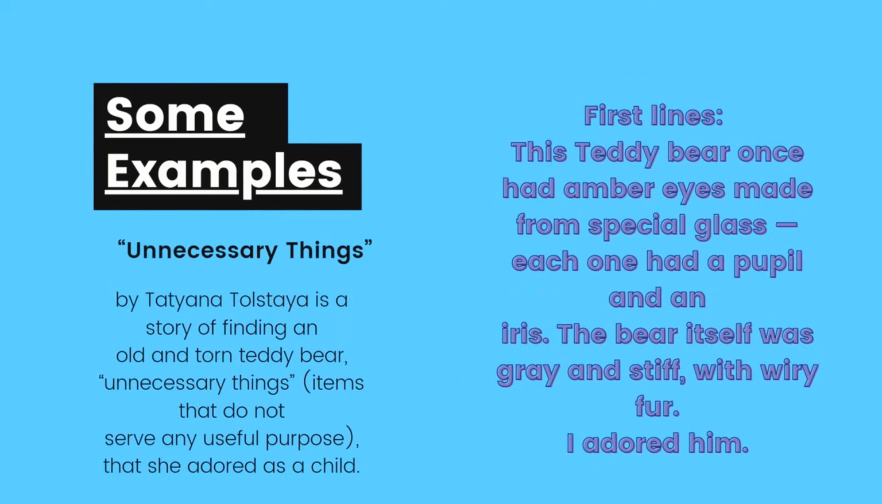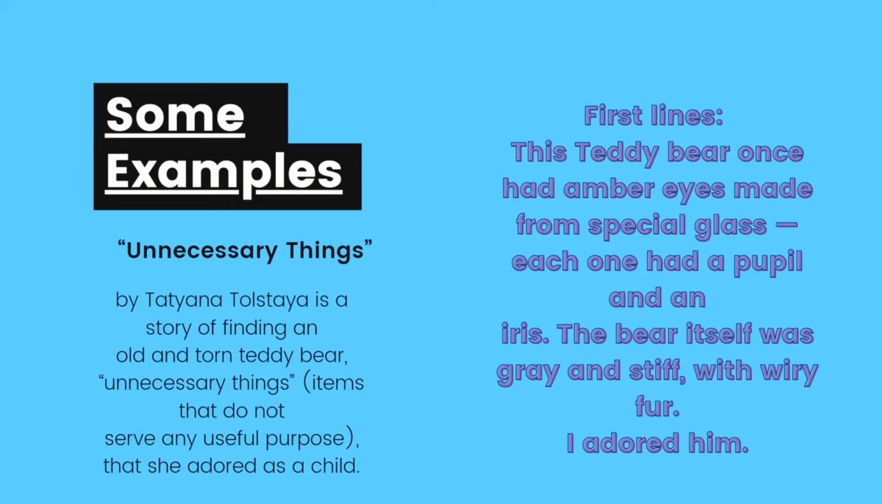And third, we have Unnecessary Things by Tatiana Tolstaya, which is a story of finding an old and torn teddy bear. Unnecessary things are items that do not serve any useful purpose that she adored as a child. First line says, "This teddy bear once had amber eyes made from special glass. Each one had a pupil and an iris. The bear itself was gray and stiff, with very little fur. I adored him." That is all for the two literary genres.